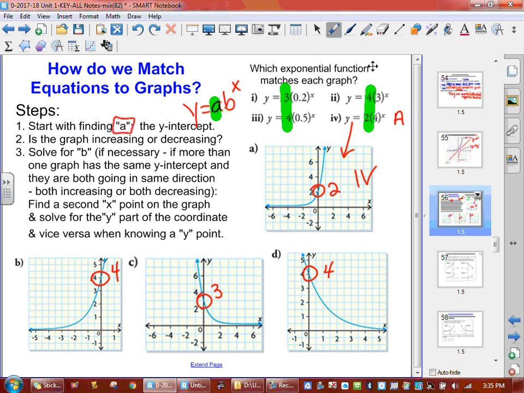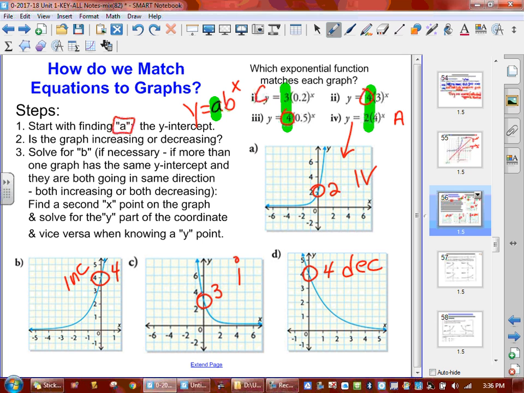So now I have to see if I have an increasing, up graph or a decreasing, down graph. So this guy is an increase graph. This guy here is a decrease graph. So if we're looking at increase and decrease, we're looking at that b value. So the b value, if it's an increase, b has to be greater than 1. And if it's a decrease, b has to be between 0 and 1, meaning it's a fraction or decimal.